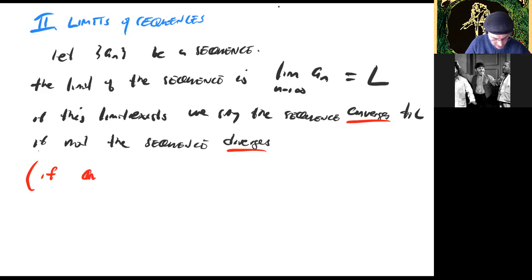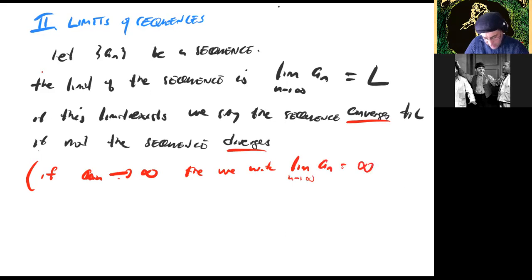If the limit of a sub n is infinite, if a sub n tends to infinity, then we write the limit as n goes to infinity of a sub n equals infinity. This limit exists, but it's not a finite number, so it also kind of diverges, but it diverges in a very particular way. Okay, so now I want to talk about some properties of limits of sequences.